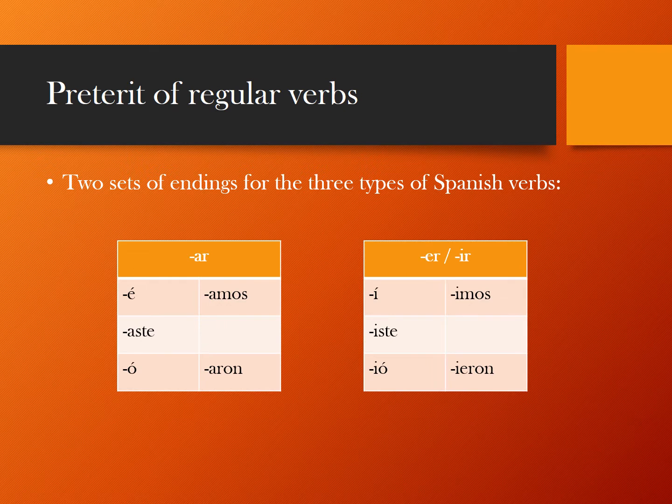Now, this is a little easier than the present because both ER and IR verbs have the same set of regular endings. Instead of three different sets of endings for AR, ER, and IR, there's just the AR endings and then another set for ER and IR. Repitan. Í, iste, ió, imos, ieron. One more time. Í, iste, ió, imos, ieron. Where are the accents? That's right. Yo and él.